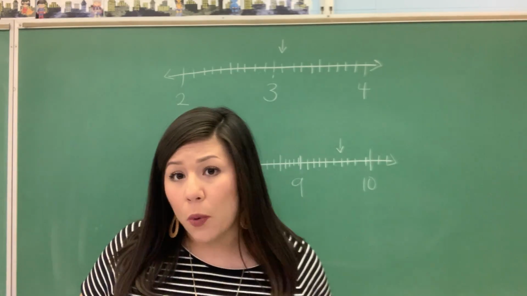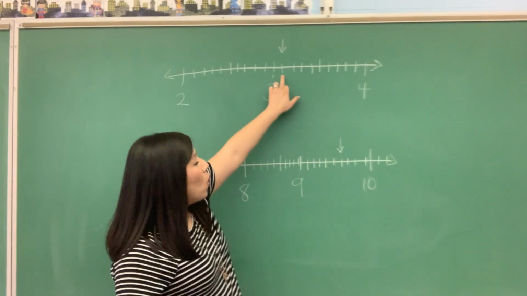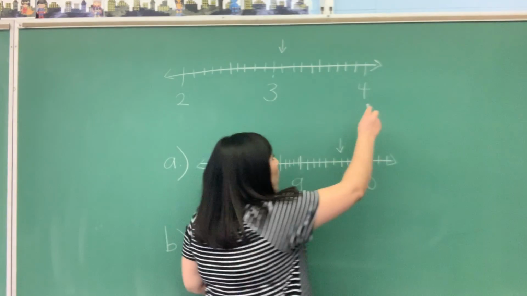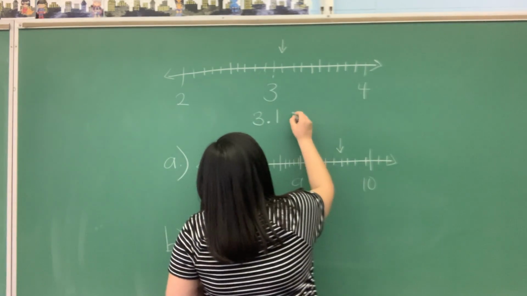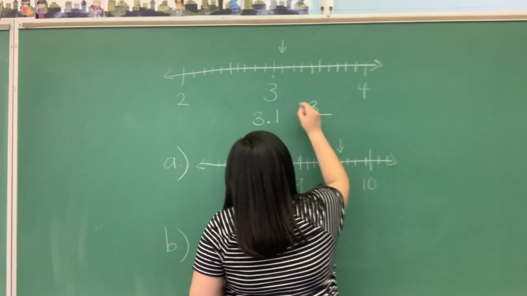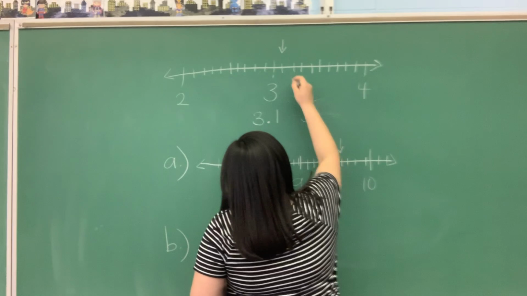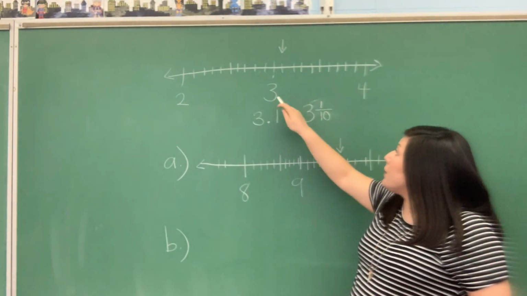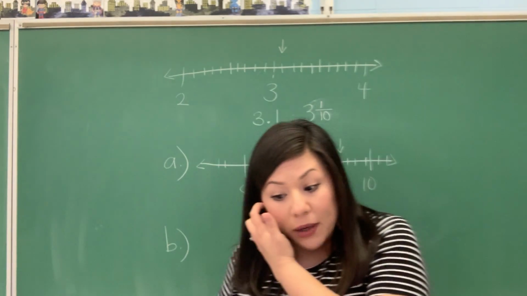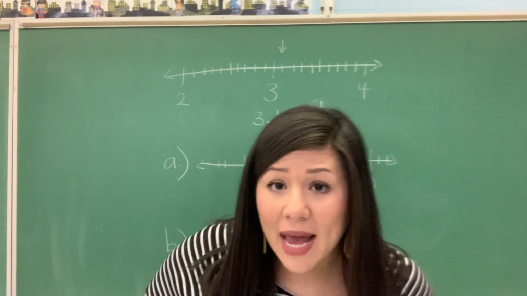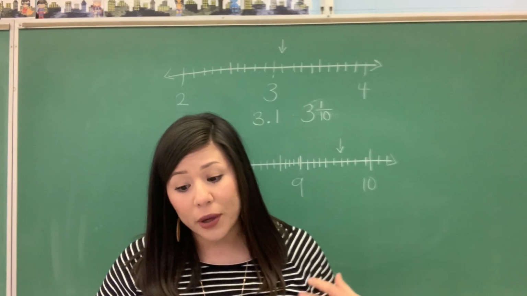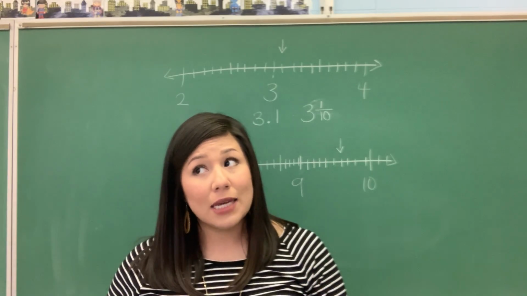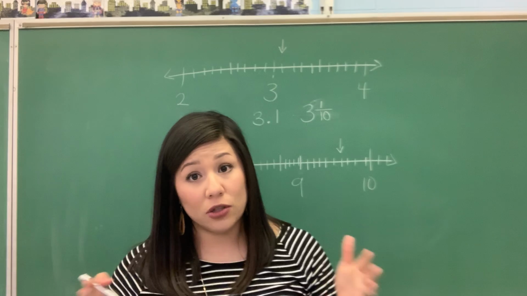So if my arrow is pointing to the first tick mark after the whole number, my decimal number would technically be 3.1. I put the whole number first, and it's in my 1/10 spot. It not only can be written as 3.1, but it could also be written as 3 1/10. Why can it be written as that? We can write that number as a mixed number or as a decimal. Just because it's between two whole numbers, it's going to be a mixed number because it's not exactly a whole number.